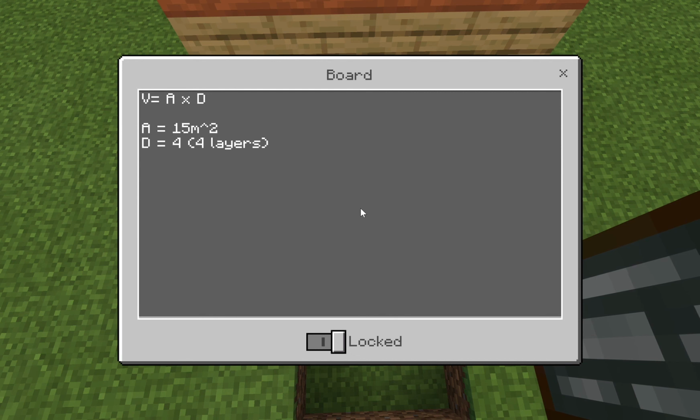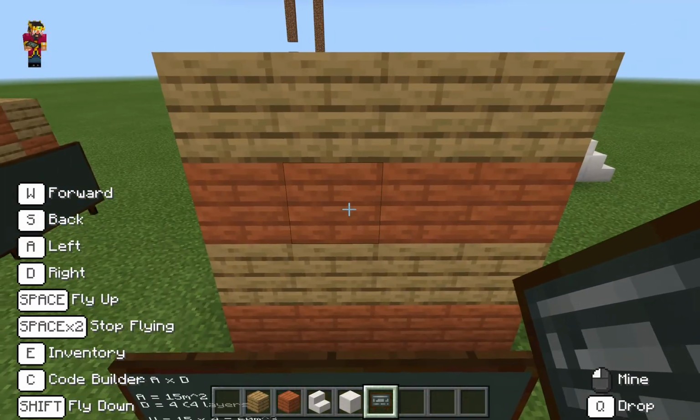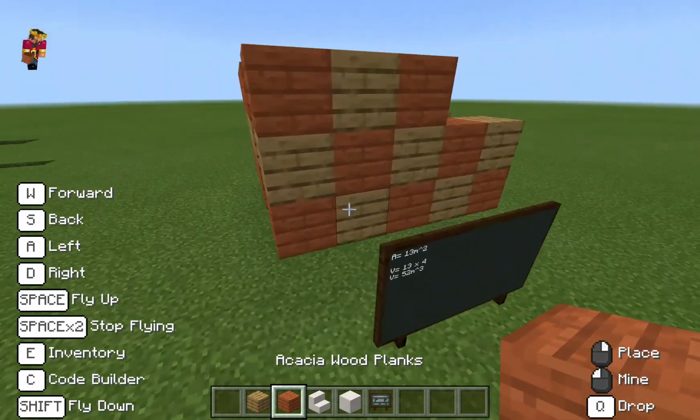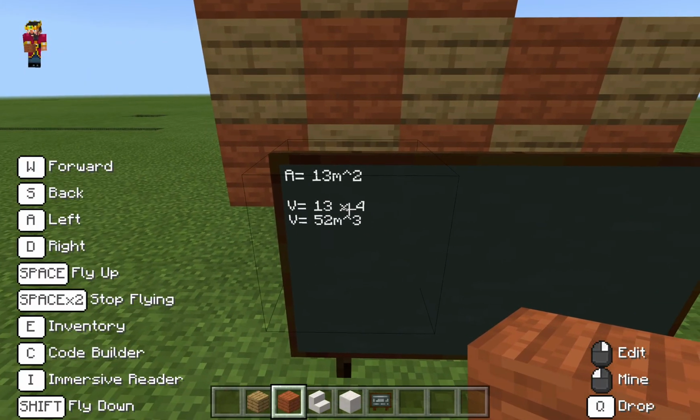So we'll have a volume equal to 15 multiplied by 4, which gives me 60 meters cubed. That's what I mean by layers, or when I say the dimension. Same thing here: 13 blocks times 4 layers.